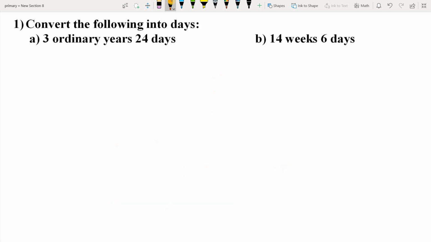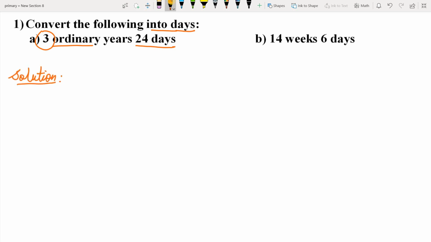Now let us see question number 1. Convert the following into days. 3 ordinary years and 24 days. Students, in this question we have to convert 3 ordinary years into a days. So ordinary year means जो leap year ना हो उसे ordinary year कहते हैं. So here we have to convert 3 years and 24 days into a days.